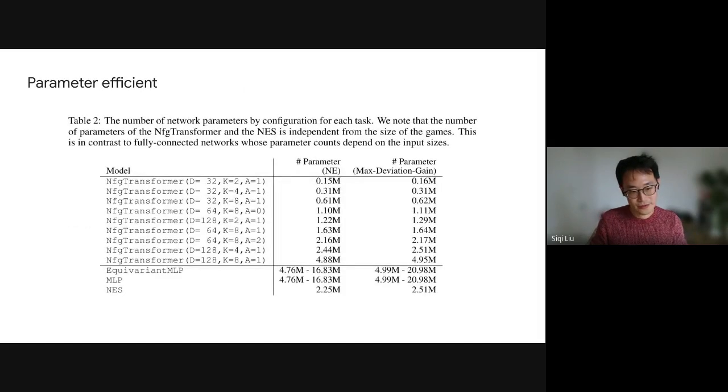The other point to make is that this architecture is quite parameter efficient. Even the largest version of this has less than 5 million parameters compared to some of the baselines. And again, the performance in general, even with the smaller variants, would be better than the baselines.